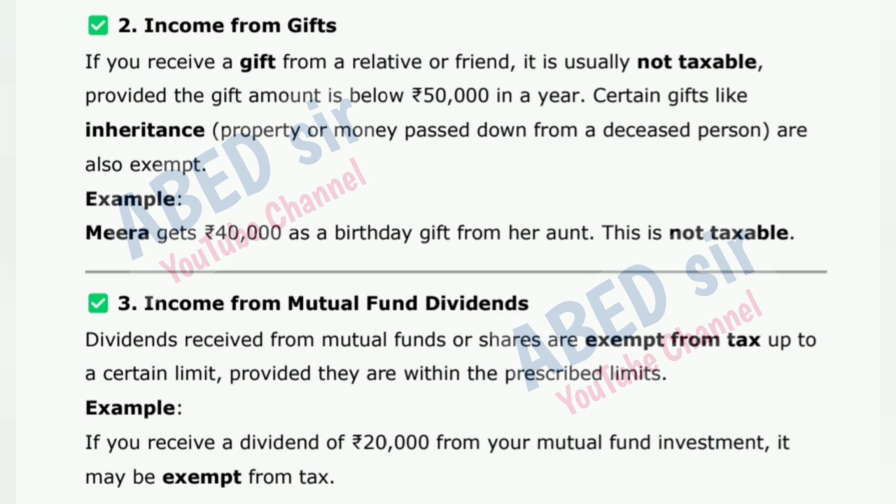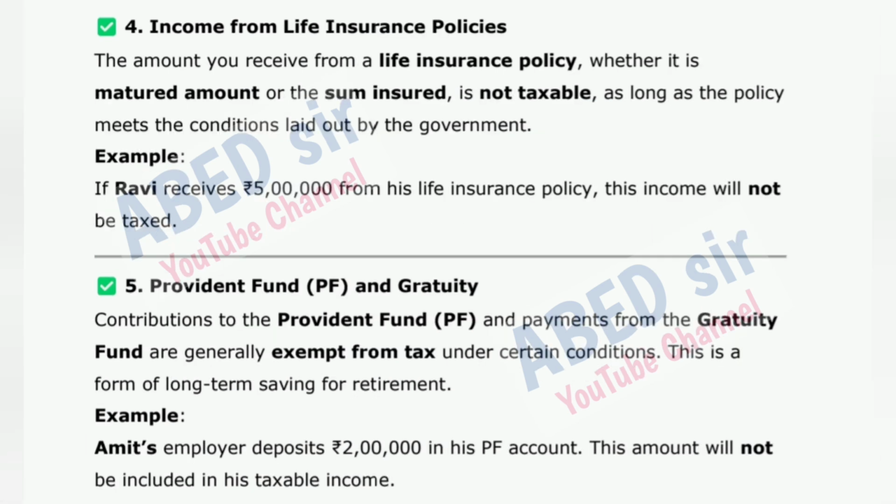3. Income from mutual fund dividends. Dividends received from mutual funds or shares are exempt from tax up to a certain limit, provided they are within the prescribed limits. Example: If you receive a dividend of 20,000 rupees from your mutual fund investment, it may be exempt from tax. 4. Income from life insurance policies.